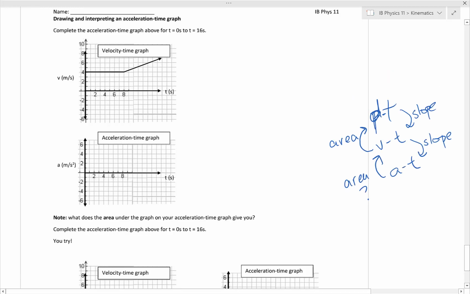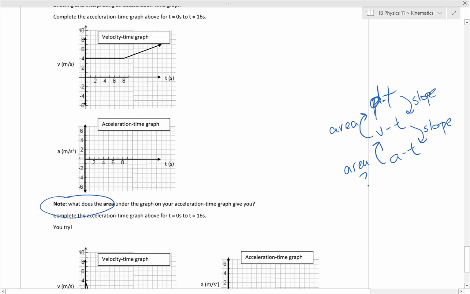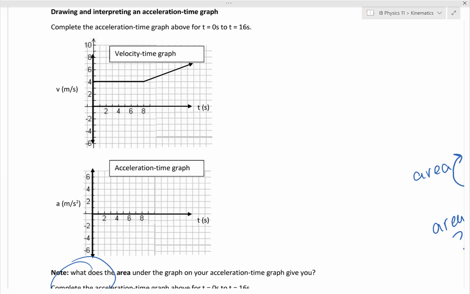Now, in this video, I'm going to talk about how do we draw an acceleration time graph given a velocity time graph. You already know how to find the slope on a velocity time graph to give you the quantitative value for your acceleration. So in this first part here, I'm going to show you how to draw the acceleration time graph from your velocity time graph. The second part, I will go into what the area underneath an acceleration time graph really means, okay? So let's get to it.